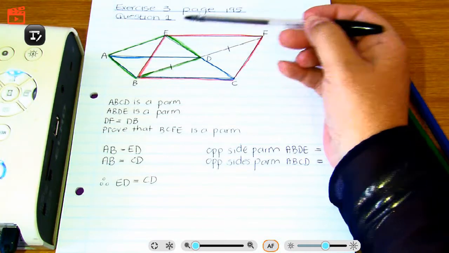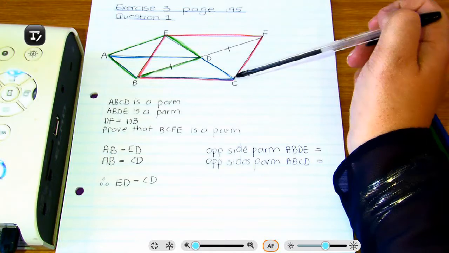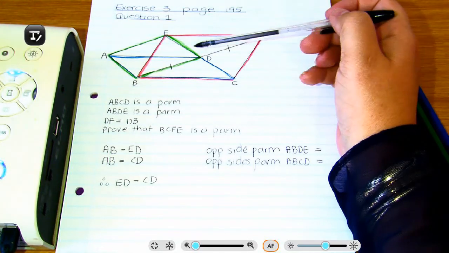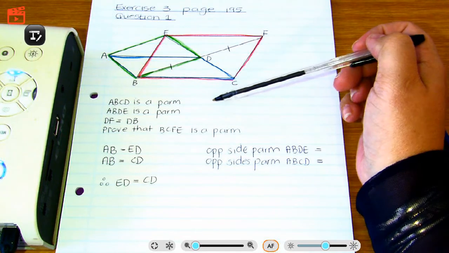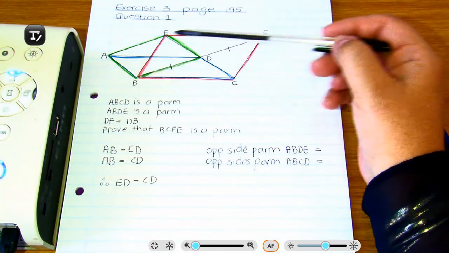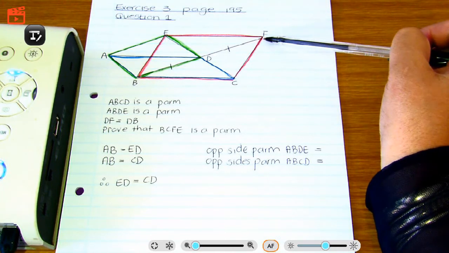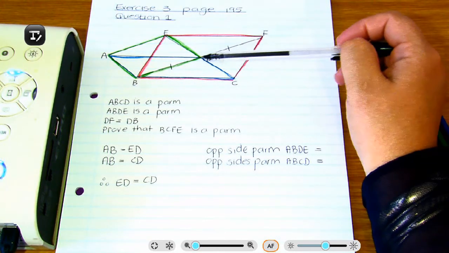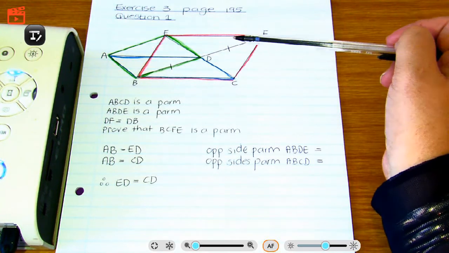Okay, so they've asked us to prove that BCFE is a parallelogram. We're doing so by proving that the diagonals bisect each other. We can already see that BD and DF are equal, and we've just proven now that ED and DC are equal, which means that your diagonals bisect each other, which means that it is a parallelogram.